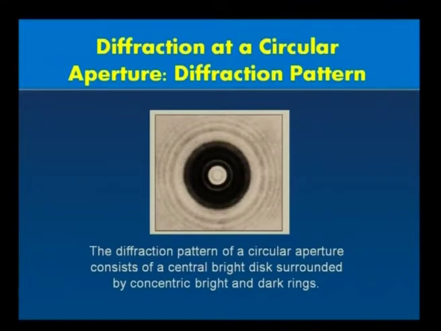Welcome back after the break. I was telling you before the break about light passing through a circular aperture. When light is allowed to pass through a circular aperture, you get a pattern that can be seen on the screen, or you can use a telescope and see the diffraction pattern. The diffraction pattern of a circular aperture consists of a bright central disk, a bright region here, surrounded by concentric bright and dark rings. You have a bright ring here, a dark ring here, a bright ring here.